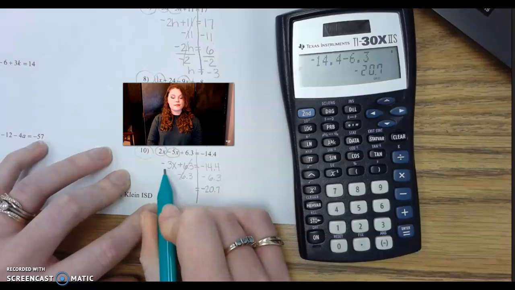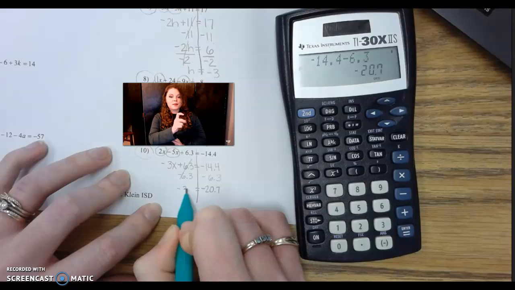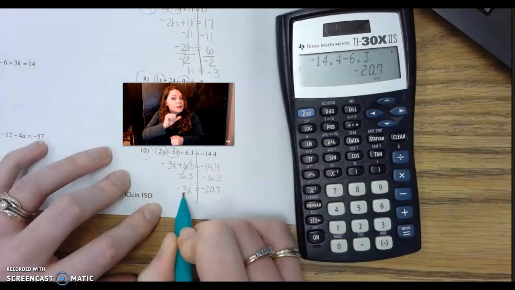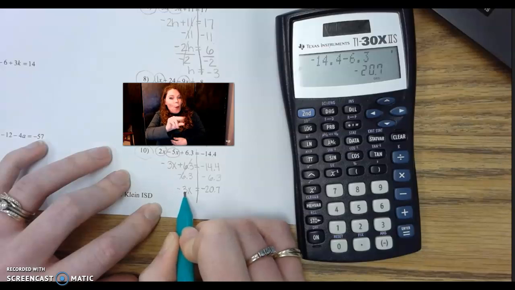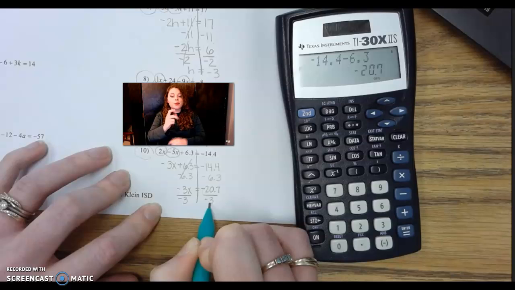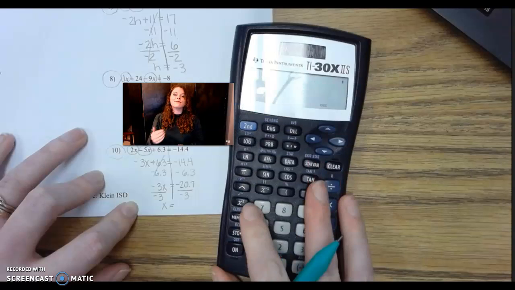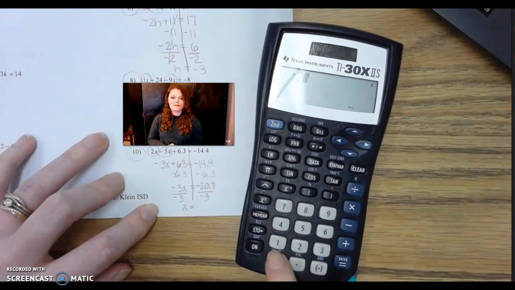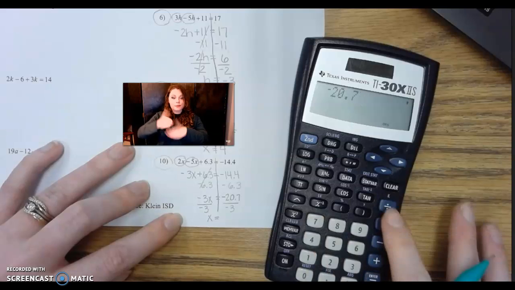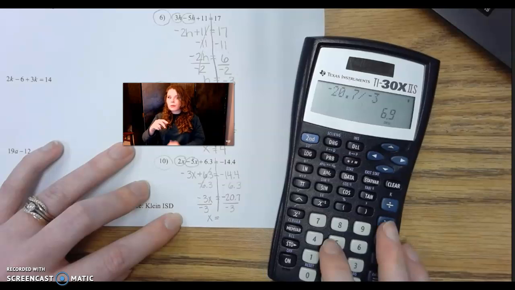I'm going to leave what I have up here, which is negative 3x. Same as before, this is not subtracting 3x, but multiplying by negative 3. So the opposite would be to divide by negative 3. Again, you might want to use your calculator at this point. So I have negative 20.7. And I'm going to divide that not by just 3, but negative 3 to give me 6.9 as my answer.